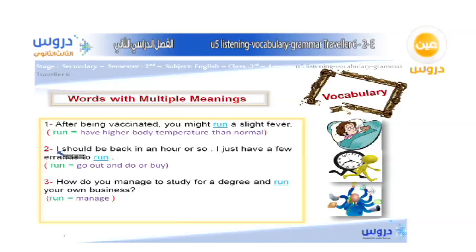But number 2, I should be back in an hour or so. I just have a few errands to run. Run here means go out and do or buy even. Okay. Number 3, how do you manage to study for a degree and run your own business? Run here means manage. It doesn't mean to go out or even have a higher body temperature. All right? Is it clear for you now? It's just one word with different meanings.